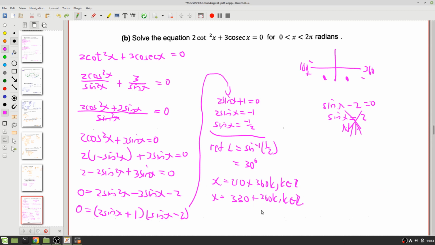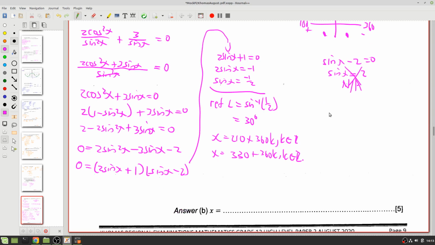Alright, so this is our general solution. Now we need our specific solution. So between 0 and 2 pi, convert this to degrees, that'll be 0 degrees, and that is 360 degrees. Okay, so from 0 to 360, those are all the values we need. So x equals 210, and if we add 360, we get 570, that's too big. If we subtract 360, we get a negative number, so that's it for this part. Or 330 is fine. If we add 360 to 330, we get 690, that's too big. If we subtract 360, we get negative 30, that's too small. So that is it for this one.